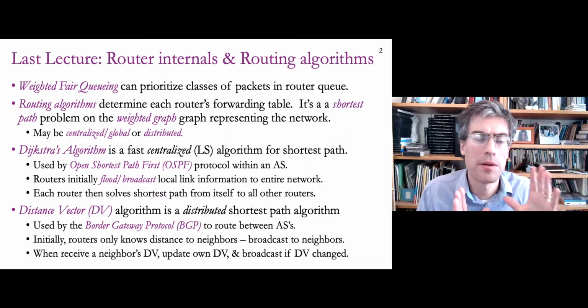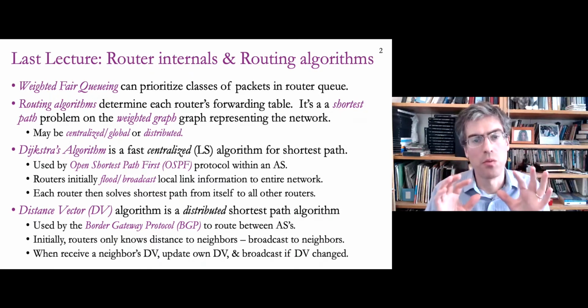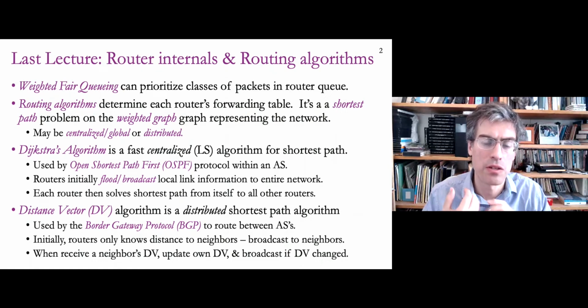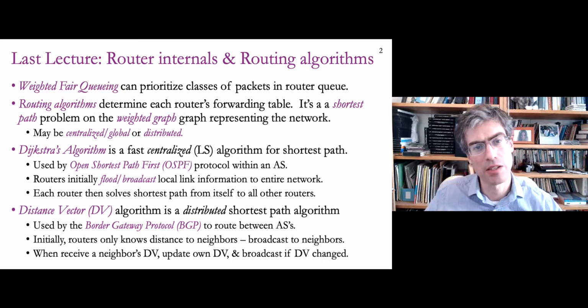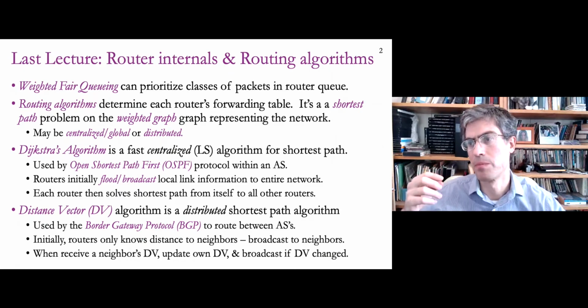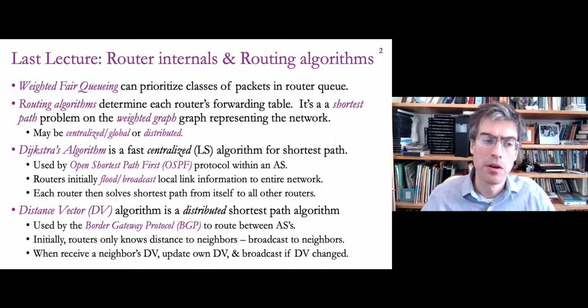First, a little bit about the internals of routers. There we looked at how there's more than one queue in a router. There are queues on the input ports and output ports, and there's a switching fabric in between the two. We also saw how weighted fair queuing is a way to create different priority classes for packets, so that you spend more time sending certain types of packets if they're higher priority. That's a way of doing differentiated service.